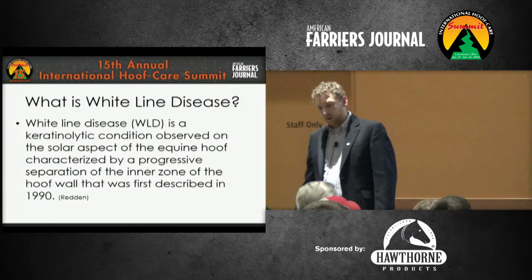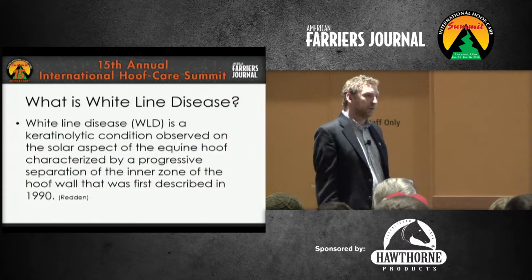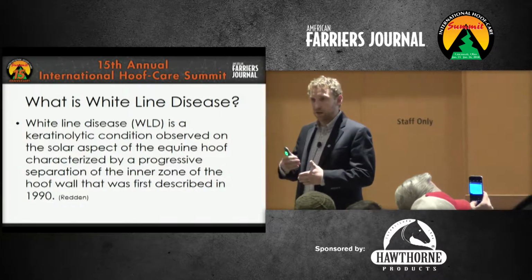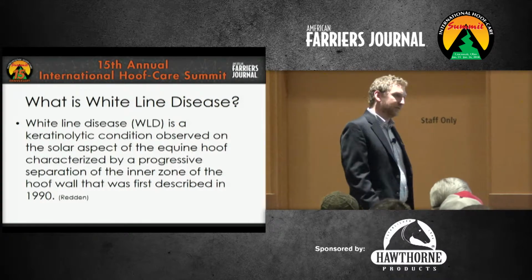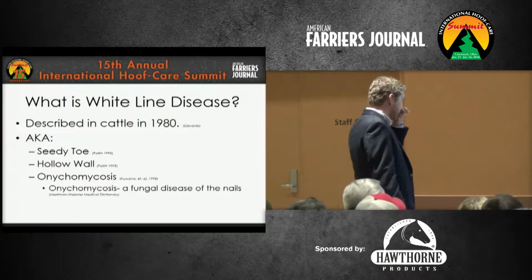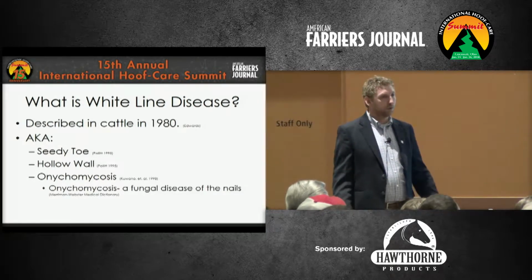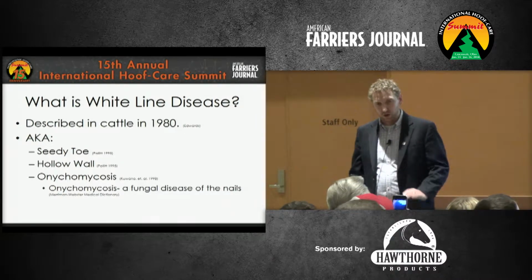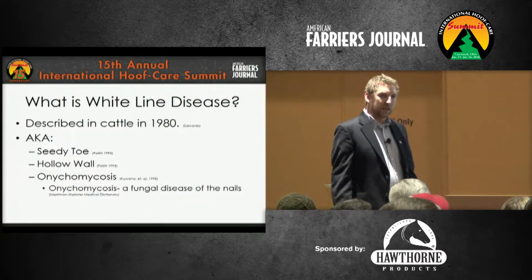Okay, and so again, there's a lot of big words in there. So keratinolytic means it basically just degrades the keratin of the hoof wall. It's a self-exacerbating problem, and it creates this separation within the hoof wall that is chronic and progressive. Okay, so a similar condition was described in cattle in 1980. Other terms for it, we've all heard them. We've all probably used them. Everything from seedy toe, hollow wall, the onychomycosis. All those terms are all referring to white line disease.